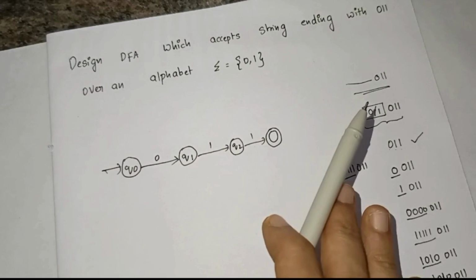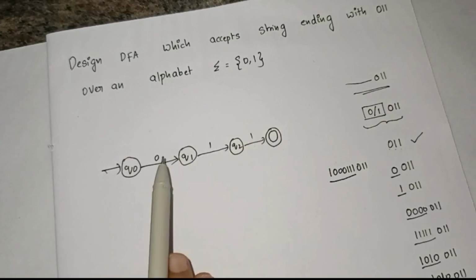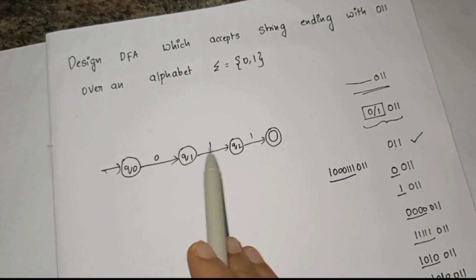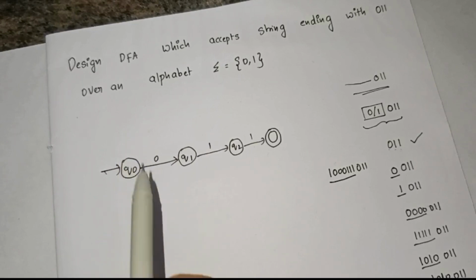So that is done. But our question asks not only for 0, 1, 1, but a string ending with 0, 1, 1, which means before 0, 1, 1 we can have any number of zeros or ones.